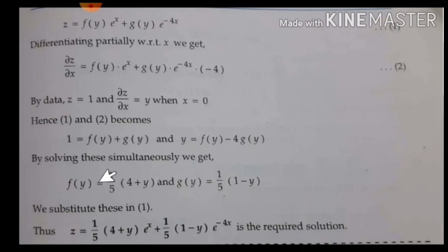To obtain the first answer, multiply the first equation by 4, then add these two equations. To obtain the second answer, just subtract these two equations. f(y) and f(y) get cancelled, you get g(y). Then substitute this f(y) and g(y) in equation 1. We get the required solution.